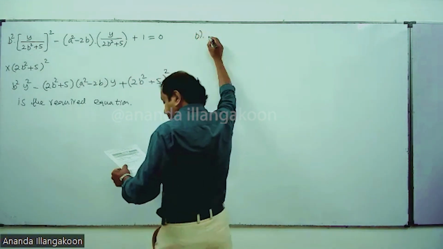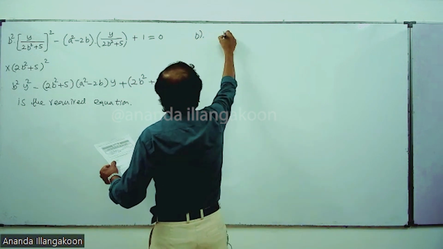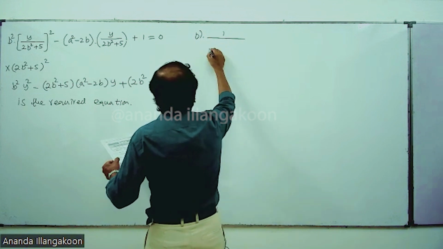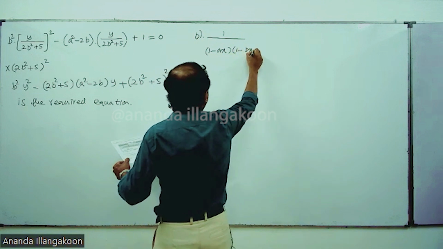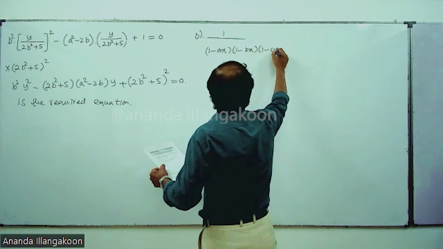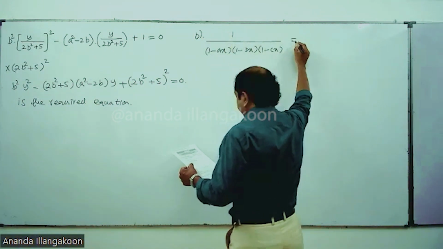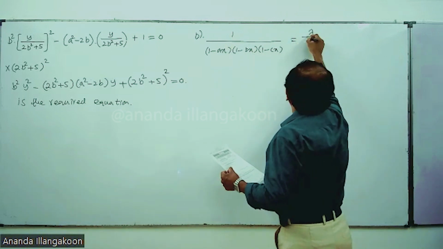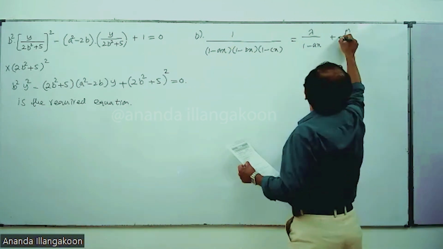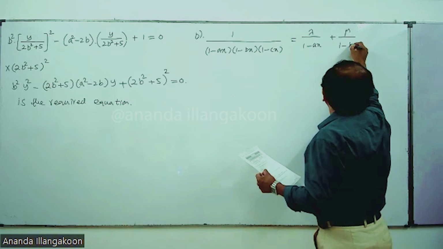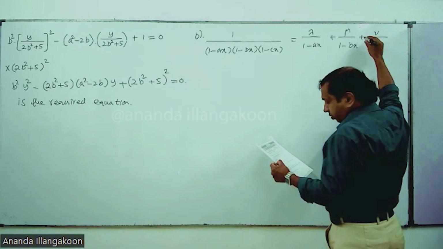Partial fraction part. Find lambda, mu, and nu such that 1 upon 1 minus ax, 1 minus bx, 1 minus cx equals lambda upon 1 minus ax, mu upon 1 minus bx, nu upon 1 minus cx.